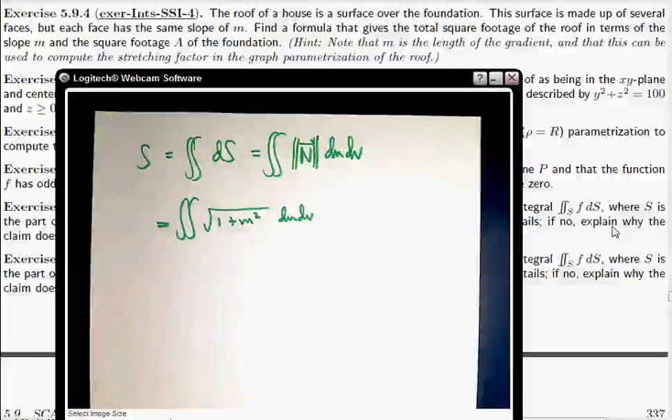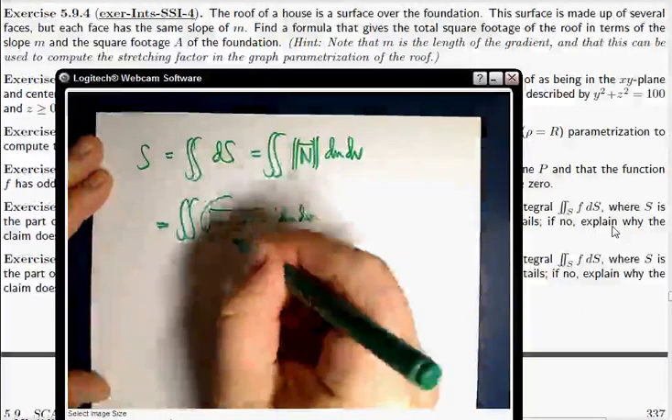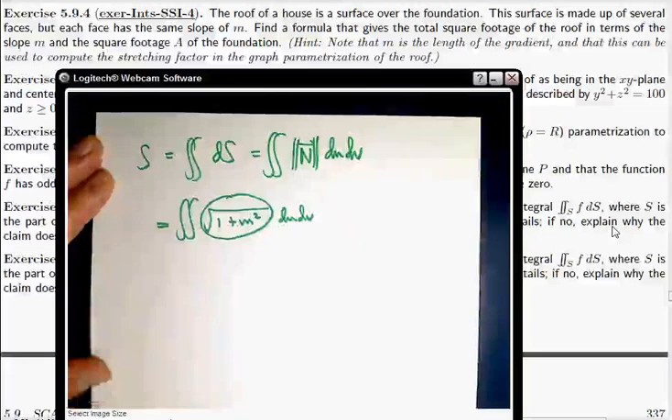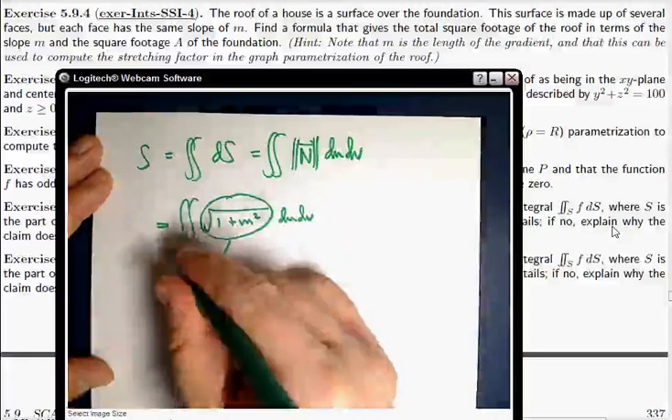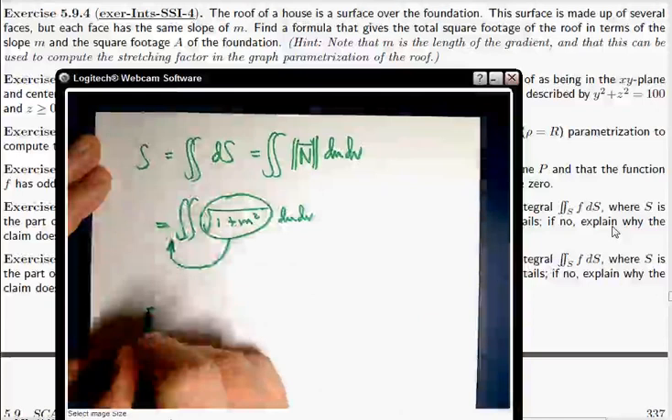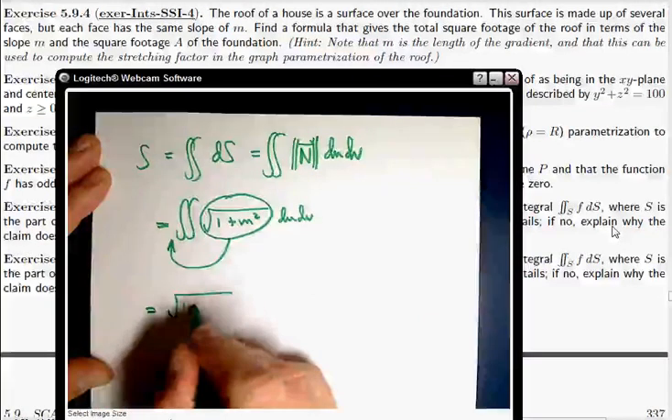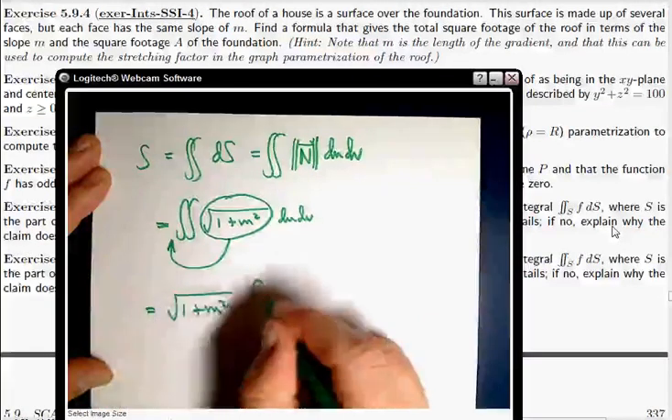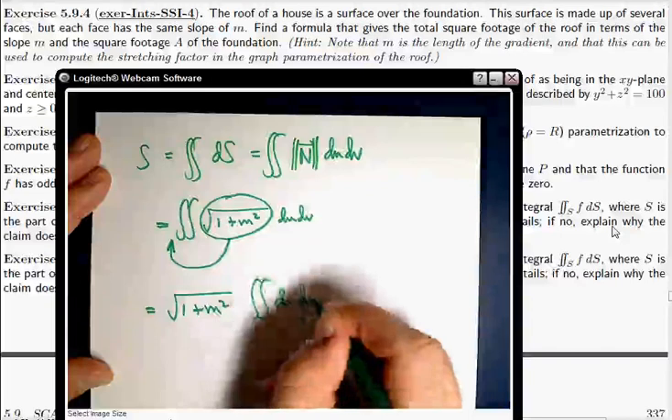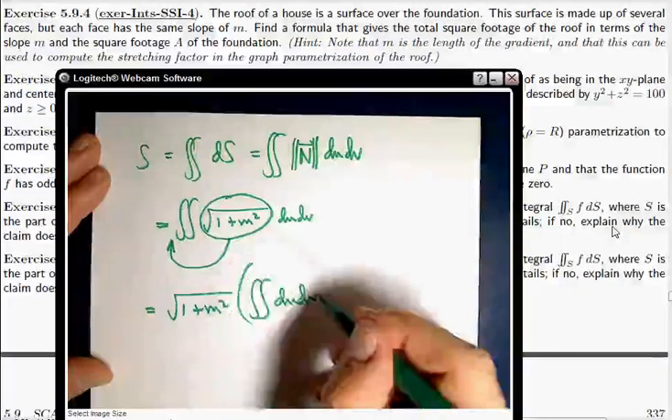And here's the awesome news. The statement of the problem says the surface is made up of several faces, but each face has the same slope m. Therefore, m is a constant over the whole surface. M does not change, which means that this is a constant for the whole calculation, which means it'll just factor right out. And what I have then is square root of 1 plus m squared, and then just double integral du dv of just 1.